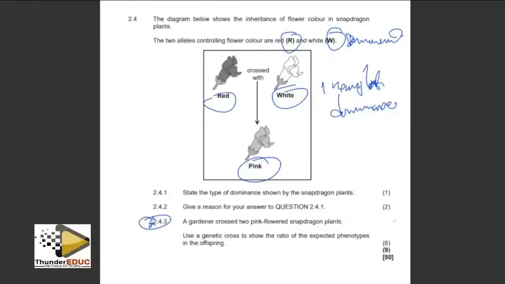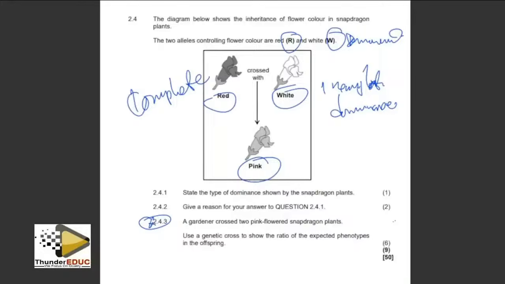Now, if it was complete dominance, I would have either red or white, depending on which one is dominant. And if I have codominance, red and white, I would have produced a mixture of red and white. But because this one is pink, a third phenotype, or an intermediate, therefore it is incomplete dominancy.